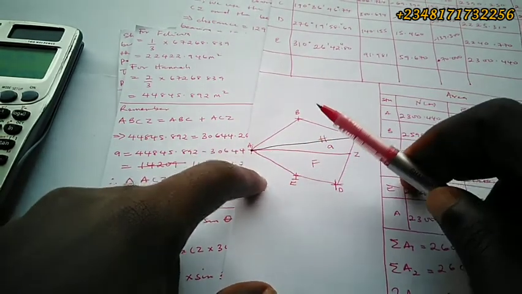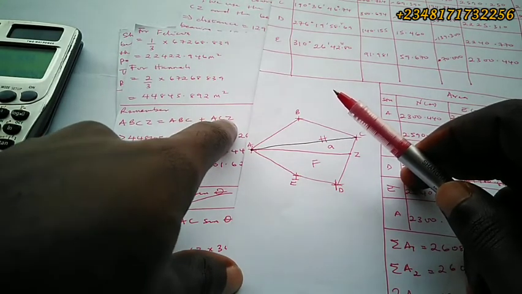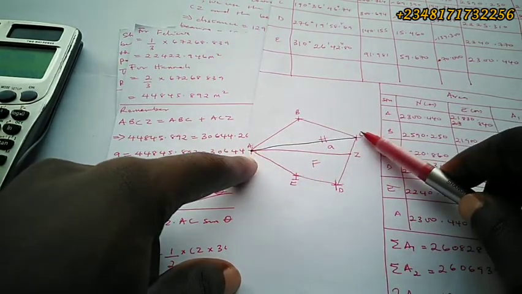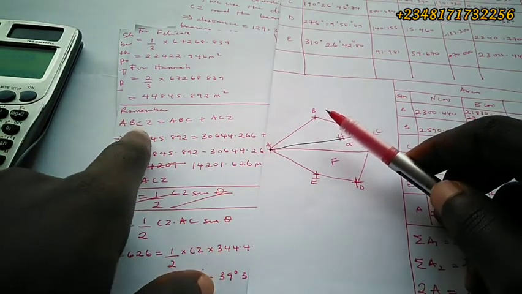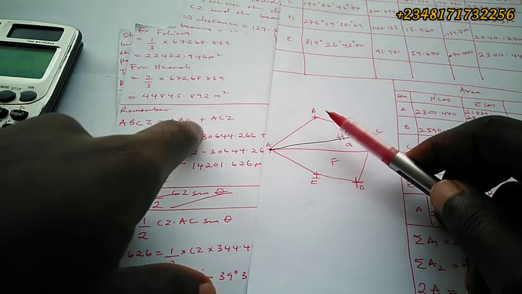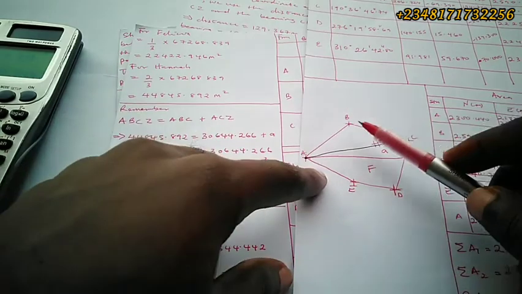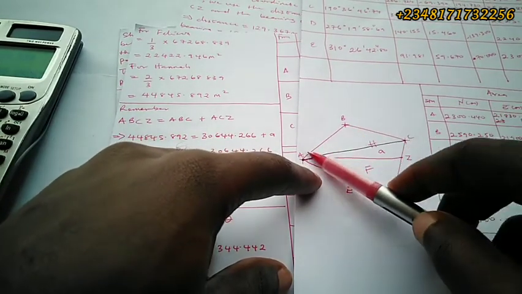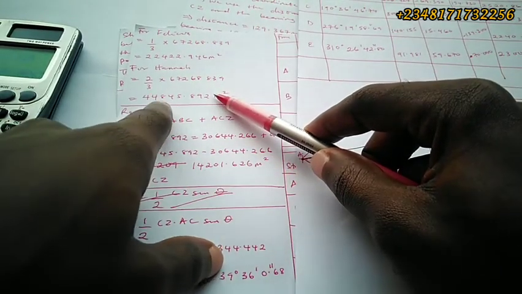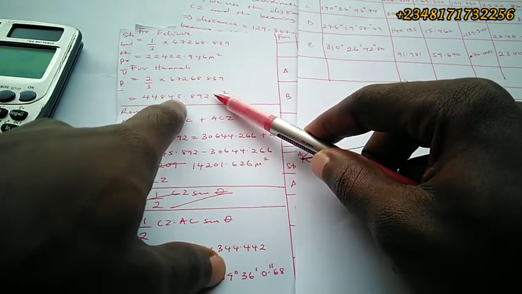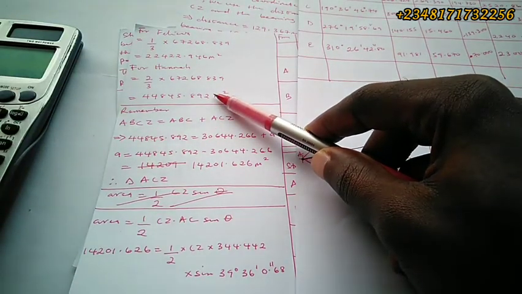That's why you see that ABCZ is equal to ABC plus ACZ. Are we together? So remember that in ABCZ, we have ABC plus ACZ. Now, what do we mean? ABCZ is actually this whole plot that belongs to Anna. And from our subdivision, we've calculated the area to be 44,845.892. That's the subdivided plot that belongs to Anna. Are we together?